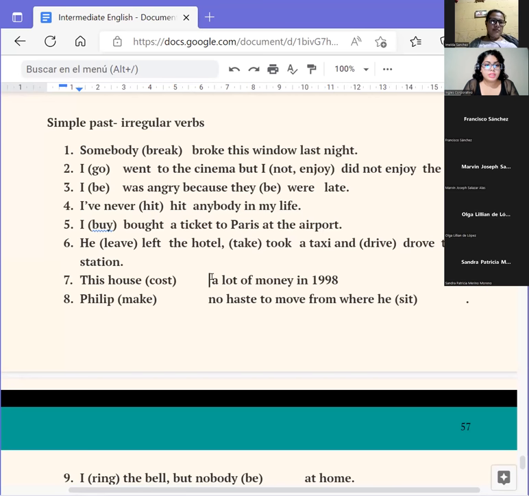That's good. Now, "This house cost a lot of money in 1998." Cost in past? Cost. It's the same again. We have number 8: "Philip made no haste to move from where he sits." We have 2. Made in past? Made. Good. And sit? Sat.